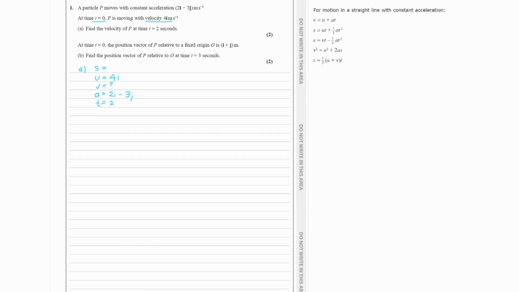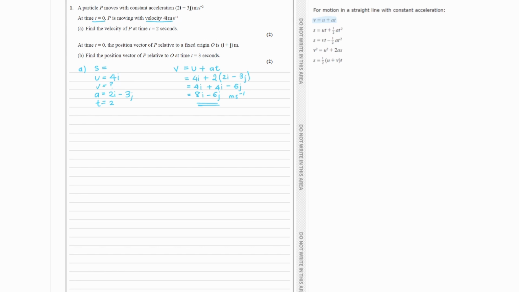So using the SUVAT formulas that are given in the formula booklet, the equation that connects u, v, a, and t is the first equation that we have here, which is v is equal to u plus at. And if we substitute the values that we know, u is 4i plus 2, which is the time, multiplied by the acceleration 2i minus 3j. And if we expand the bracket, we will get 4i plus 4i minus 6j. And if we now add the i terms, we will have 8i minus 6j meters per second. And that's the final answer for part A.